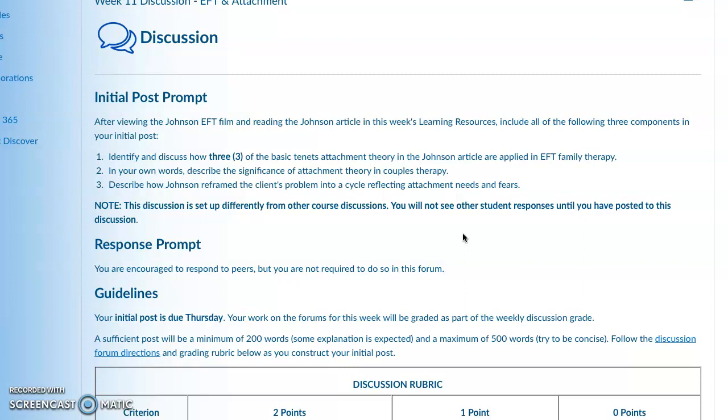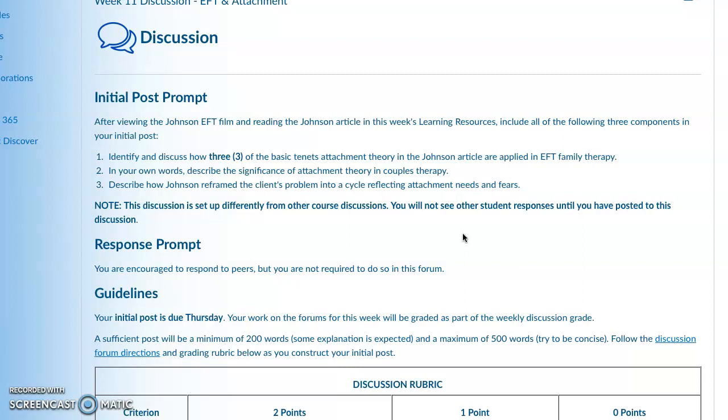Then describe your own understanding of the significance of attachment theory for couples. And remember that there is nothing really technical related to attachment theory. Attachment theory and its interventions can be very subtle things like nonverbal communication or reflection or physical touch. Those kinds of things are the core of attachment theory rather than any kind of direct intervention.